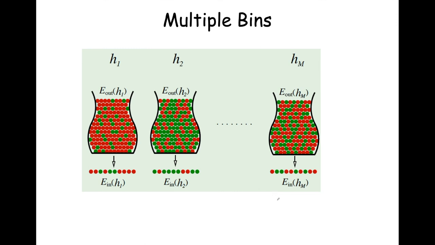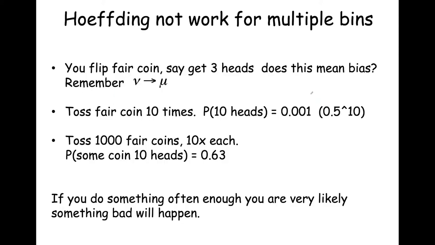So we're not done yet because this still is not learning. We need these multiple bins. And for these multiple bins, we rewrite it in terms of in-sample and out-of-sample error. So where we had nu associated with the coincidence for the in-sample points, we write E in for each hypothesis. And then where we had mu associated with the coincidence or the error for the out-of-sample points that lie within the bin, we write E out for that hypothesis. So we have E in for H1, E out for H1, E in for H2, E out for H2, so forth up to and including E in for HM and E out for HM. Okay, so now when we look at this, Hoeffding's inequality doesn't really work for multiple bins.